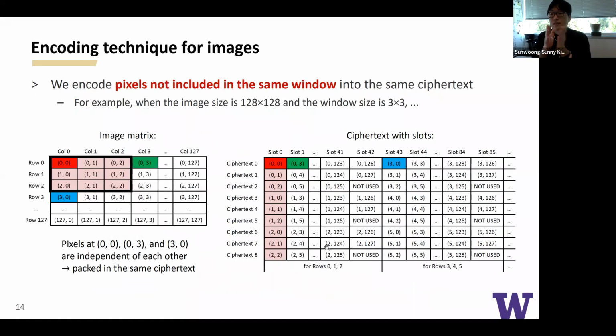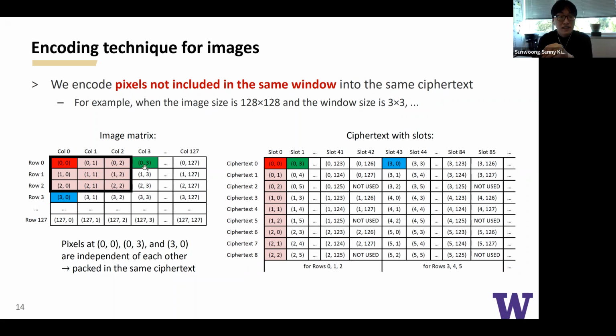And next, let's talk about the solution to the second problem, that pixels in the same window must be encoded and encrypted into separate ciphertext. So here is an example with the image size of 128 by 128 and window size of 3 by 3. When the center of the window is placed on the pixel at 1,1, then the red colored pixels are included in the same window, right? Since they should be processed together, they must be encoded and encrypted into separate ciphertext. Okay, so we cannot avoid it.